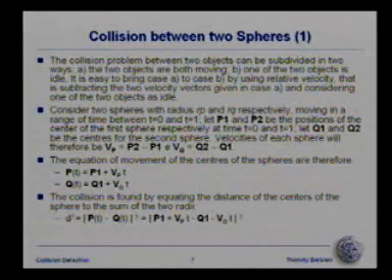In general, you can find a collision by equating the distance of the centers of the spheres to the sum of the two radii, like this. So when the square of the distance between the two centers equals the square of the sum of the radii, you have a collision. This is the theory.